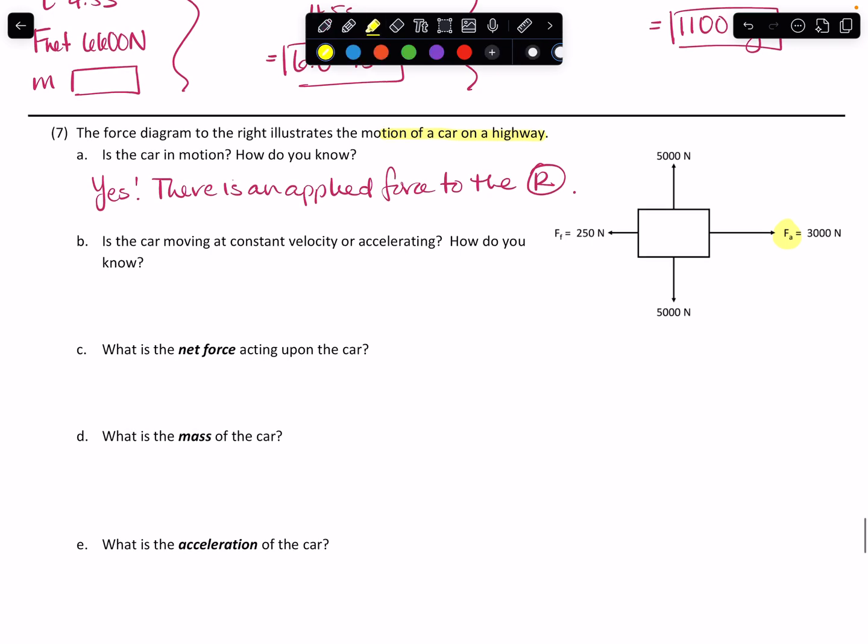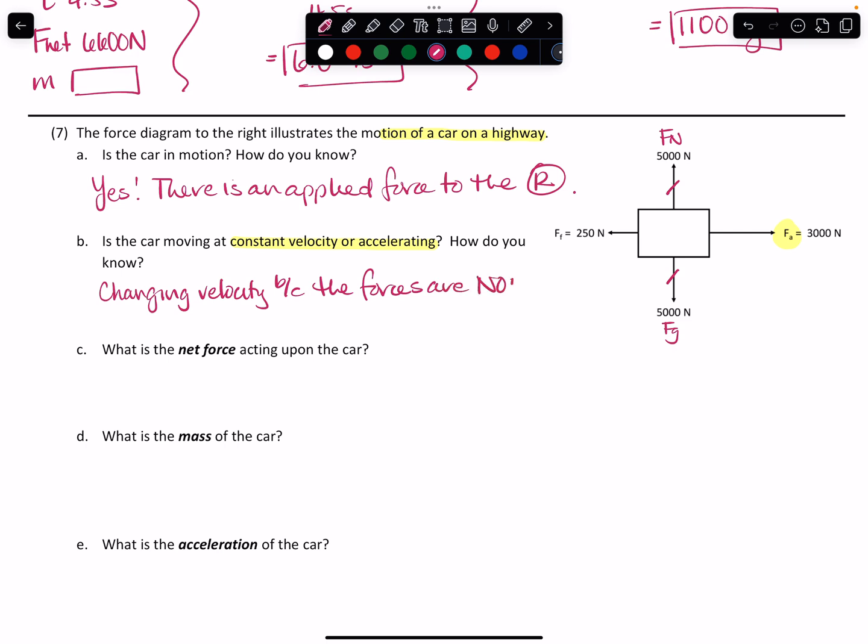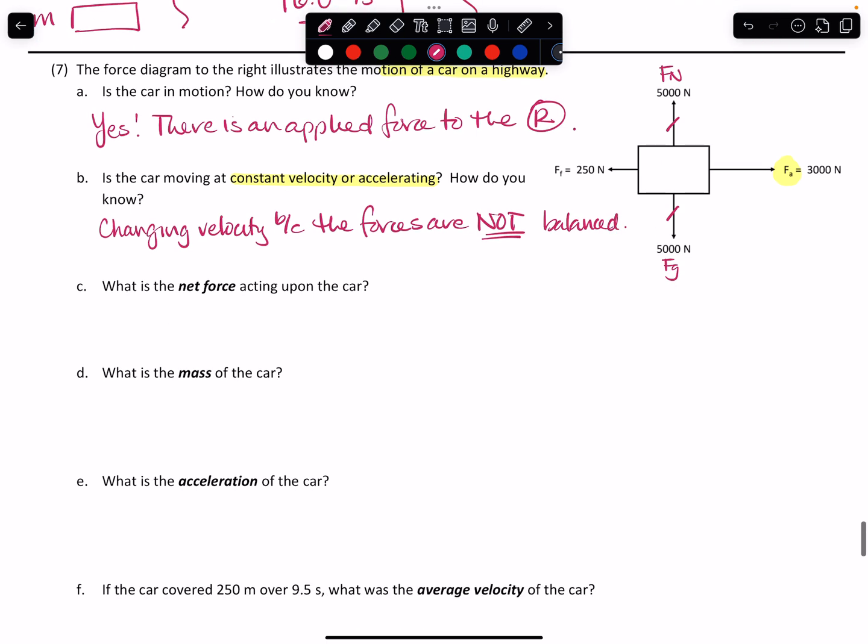The next question, is the car moving at constant velocity or accelerating? This is getting at whether the forces acting upon that car are balanced or not. If we look, we've got equal but opposite forces vertically, so FG and Fn are balanced. But the applied force is 3,000 newtons to the right, and there's a frictional force of 250 to the left, so those are not balanced. So we're going to have changing velocity because the forces are not balanced. Then it comes down to, what is F net?